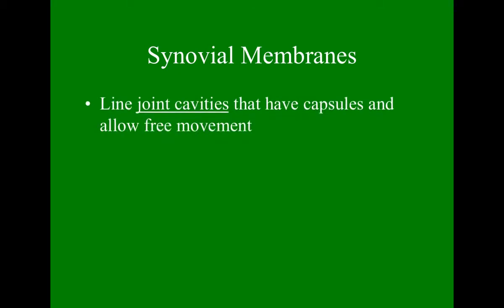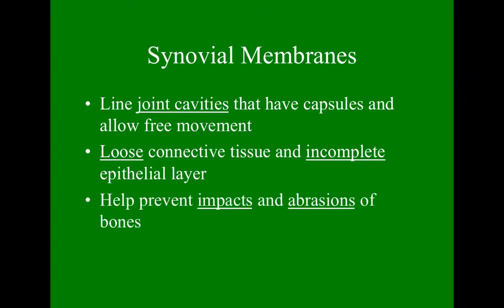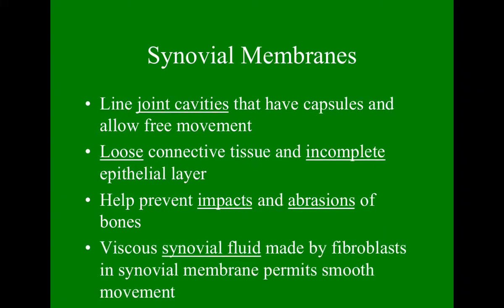The synovial membranes line our joint cavities that have capsules, and they allow free movement to occur. These are made up of loose connective tissue with an incomplete epithelial layer. In other words, the layer goes part way, but it doesn't line it completely. These synovial membranes help prevent impacts and abrasions of our bones as they move and as we move. And inside of them is a very viscous synovial fluid. It helps to allow smooth movement.